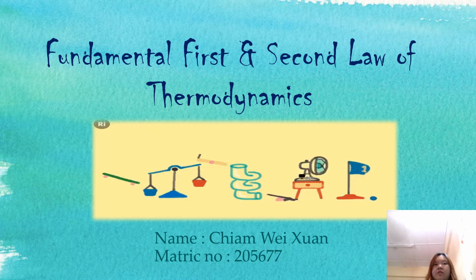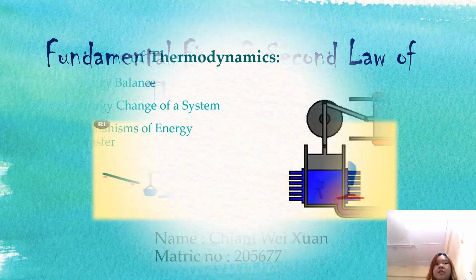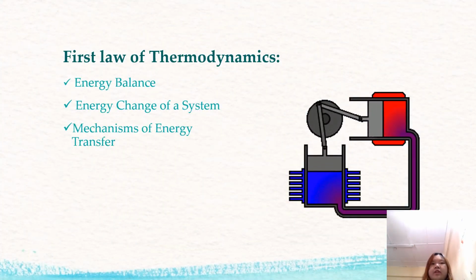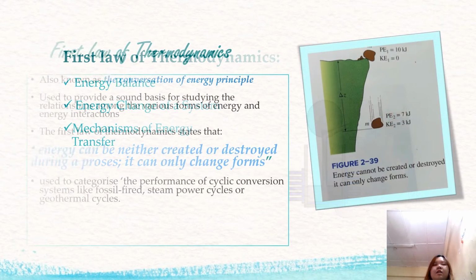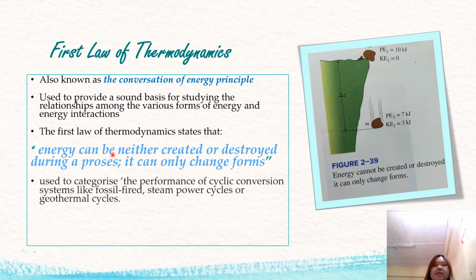Today I'm going to talk about the fundamental first and second law of thermodynamics. This topic will touch on energy balance, energy change of a system, and also mechanism of energy transfer. The first law of thermodynamics, also known as the conservation of energy principle, is used to provide a sound basis for studying the relationships among the various forms of energy and energy interaction.